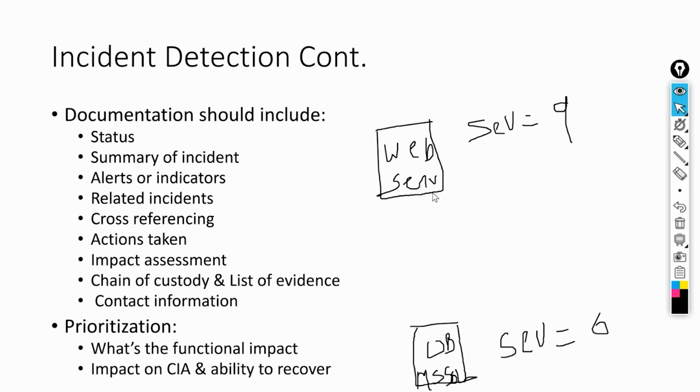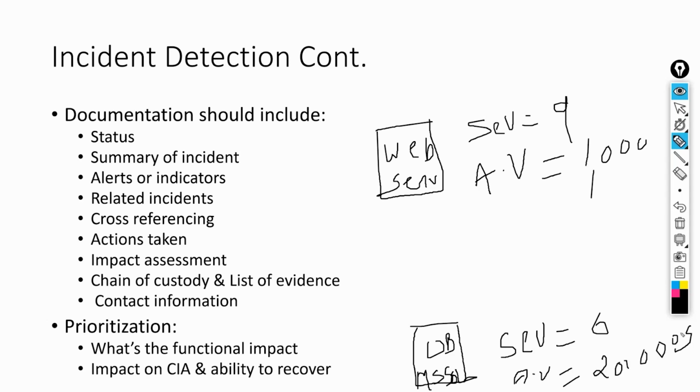Now again, how do we prioritize? Because if you look carefully, this scenario is missing one critical factor, that is your AV, which is called your asset value. There might be a possibility that even though the web server has a severity of 9, the asset value of the web server is only $1,000, but the database server has an asset value of 20,000 US dollars. So even though the vulnerability score is only 6, this has more impact compared to that. So as an incident responder, your priority should be to fix this one, not the web server.